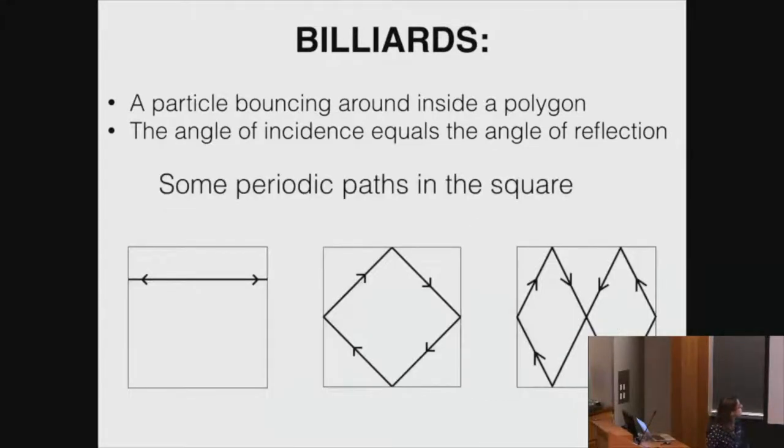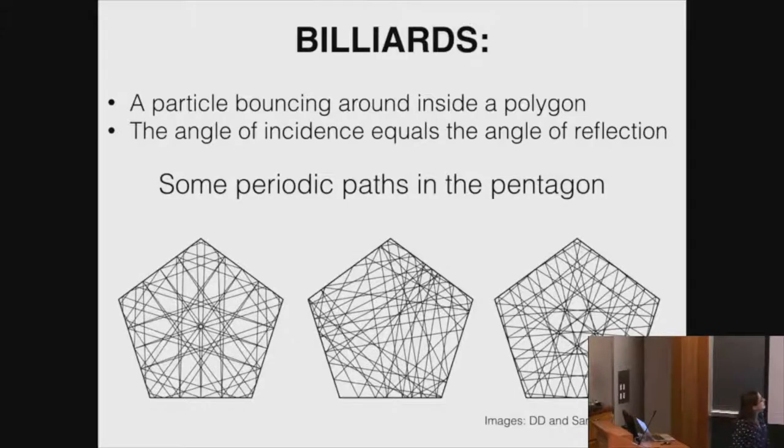So here we go. So, for instance, if you're interested in periodic paths in the square, here are some examples. You could just have a path going back and forth horizontally, or maybe a diamond-shaped path, or maybe this more complicated one over here. We say this one has period two, just has two bounces. This one, period four, because it does four bounces before it repeats. And that one, period six, just the number of bounces it does. Okay. And here are some periodic paths in the pentagon. Aren't they so beautiful? Yes. So some of you are holding these, in fact, in front of you.